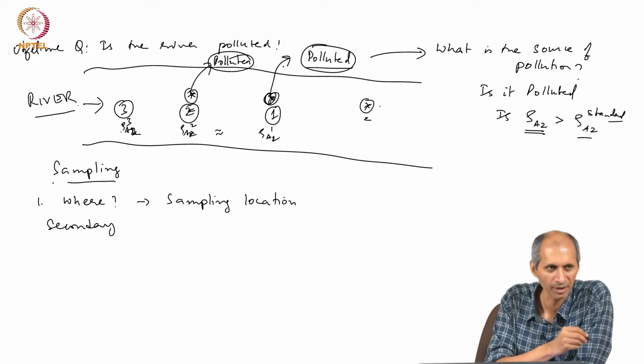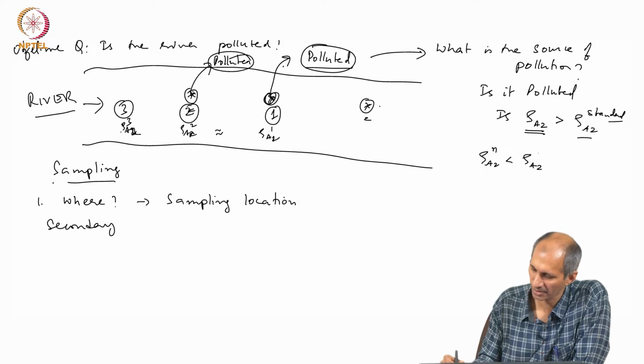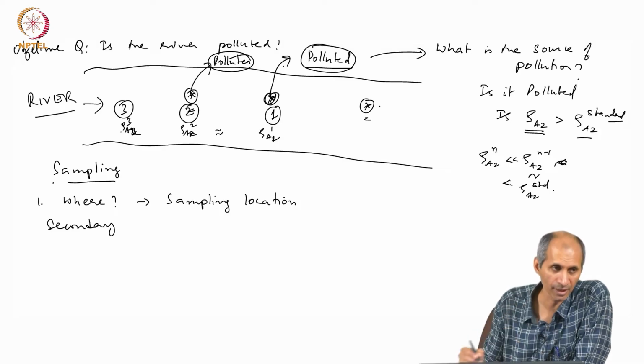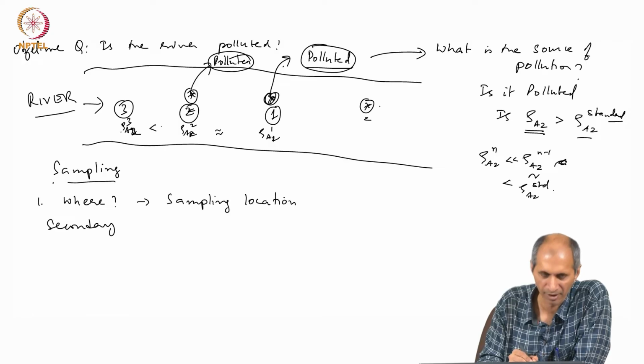I keep going further and further down until I see that some rho A2 n is less than rho A2 n minus 1, or much less than rho A2 n minus 1, or less than rho A2 standard, either of these things. Then I know that, let us say rho A2 3 is much less than rho A2 2, which means that my source is somewhere in this region.